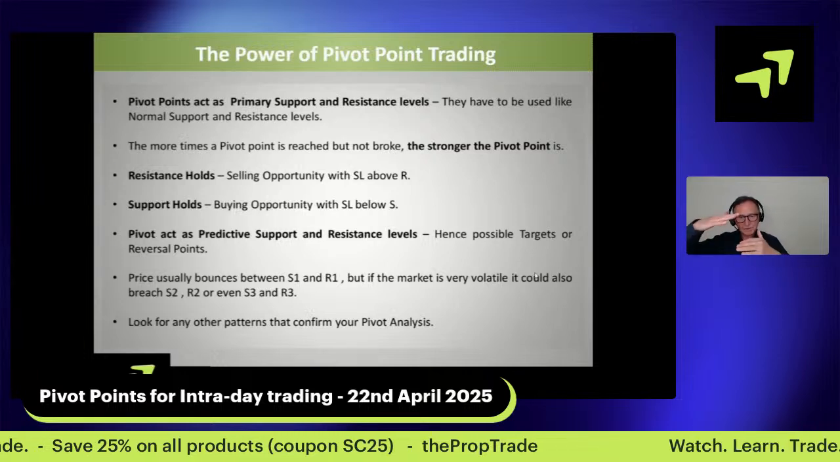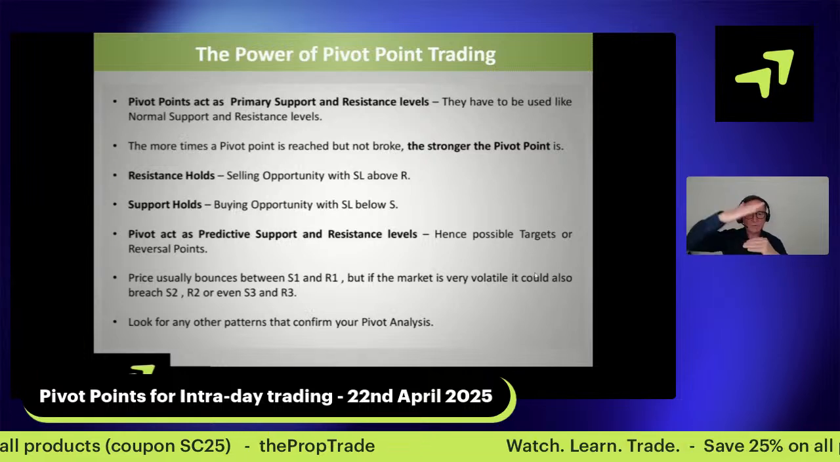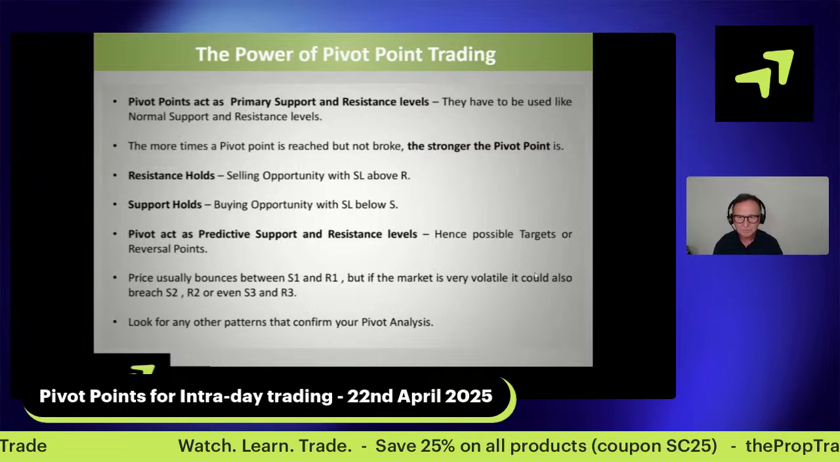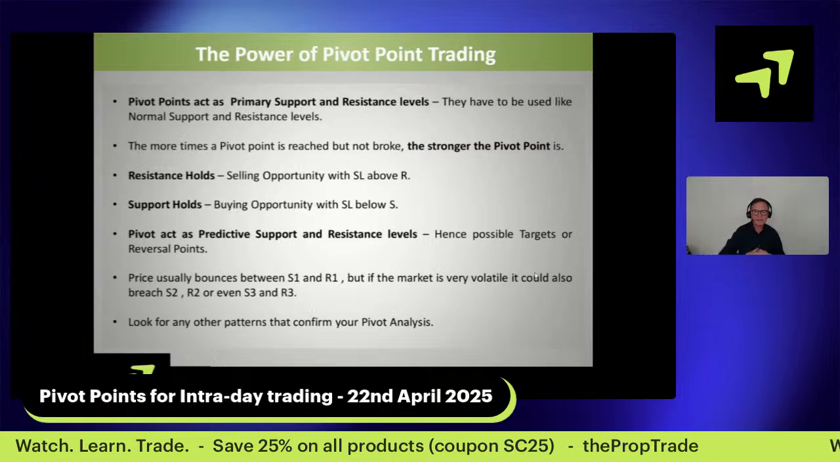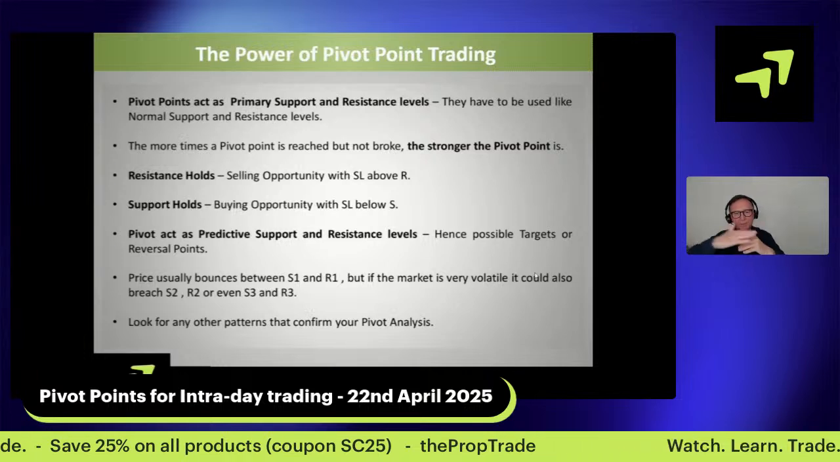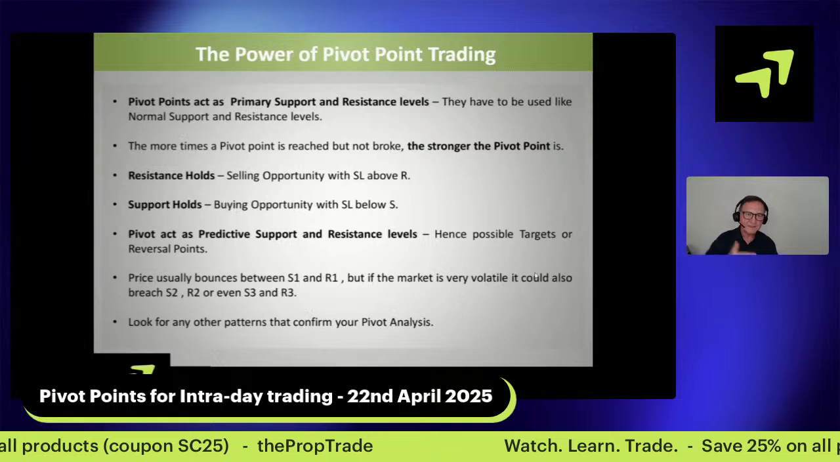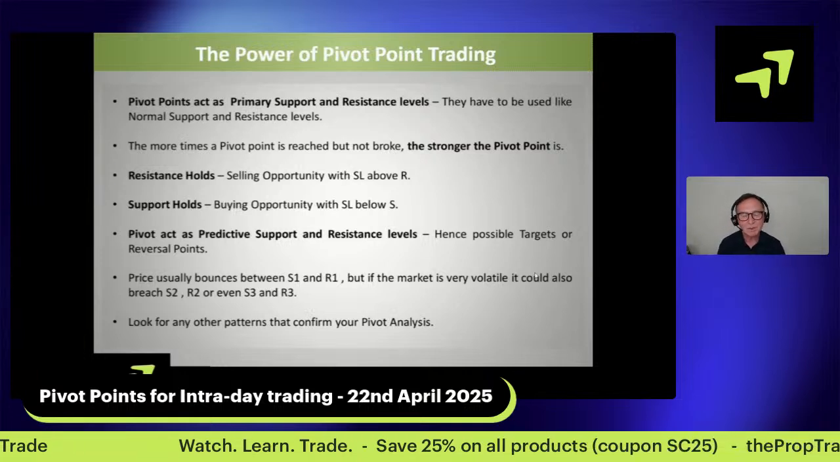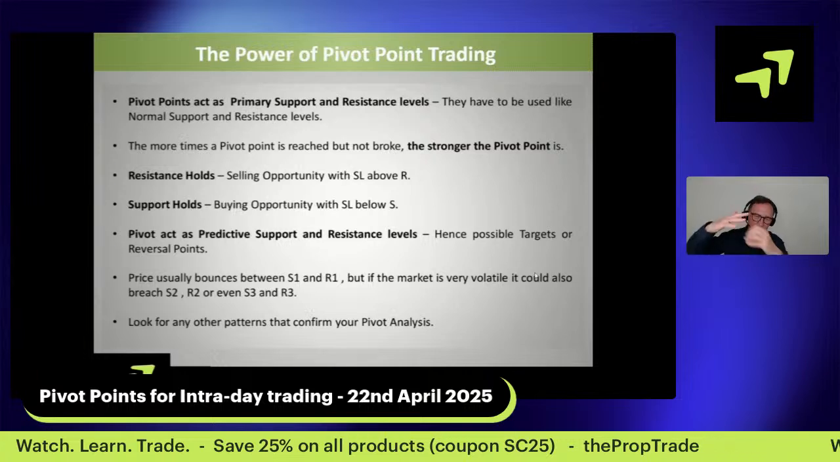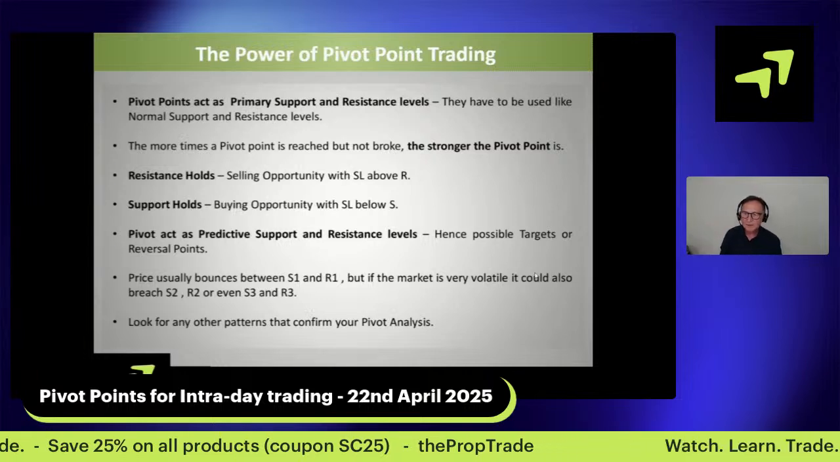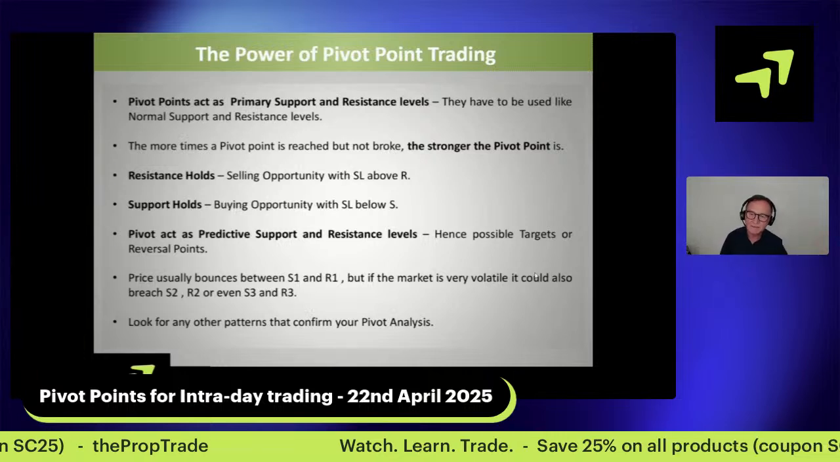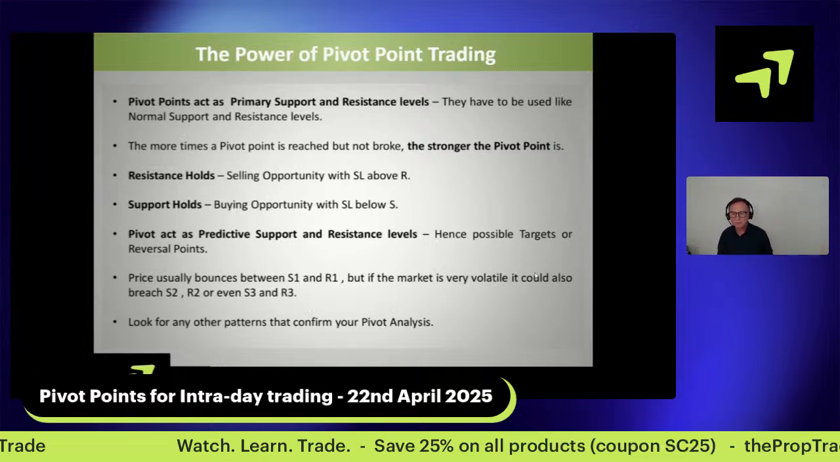So if we hit S1 and we don't go much below it, that could be a chance to go long. As we just saw with the euro today, the pivot point kept banging about. We broke it, but we ended up moving down. Strong pivot. It's around that key round number as well, 115 here on the euro. So we continued to move to the downside. Pivots act as predictive support and resistance levels, hence you can use them for targets, turning points, and support levels as well.